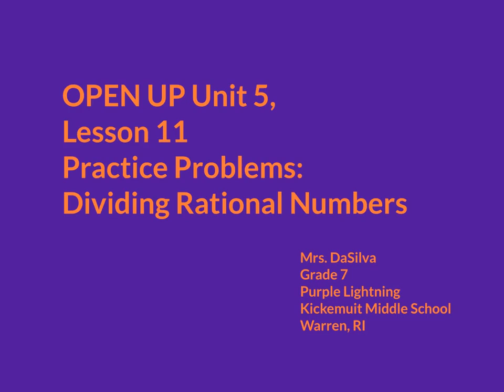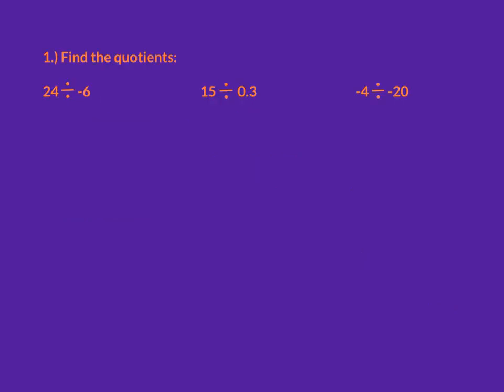Well, here we are, lesson 11, and we're working on dividing rational numbers. So we just really have to remember our rules. We know that we're finding the quotients, which means the answer to a division problem. So for right now, we're going to ignore the signs altogether and simply do 24 divided by 6, which you should know is 4. And then we look at the number of negative signs. For this particular one, there's only one negative sign. That's an odd number, so therefore our answer is negative 4.